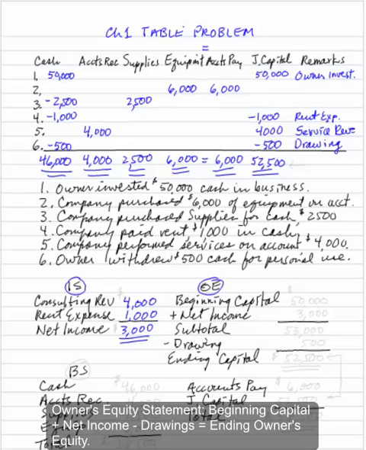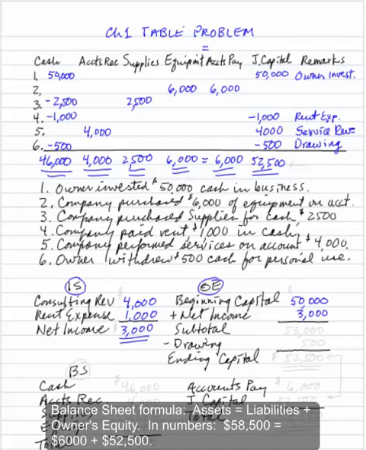Then we do the second statement, owner's equity statement. The beginning capital was $50,000. That's what the owner invested at the beginning. We add in the net income of $3,000. You subtotal that, you have $53,000. The owner took a drawing of $500, that's going to be a subtraction. Capital ends up at $52,500. This should match what you see at the bottom of the capital account. It's actually right here. That $52,500 should match this $52,500 right here.